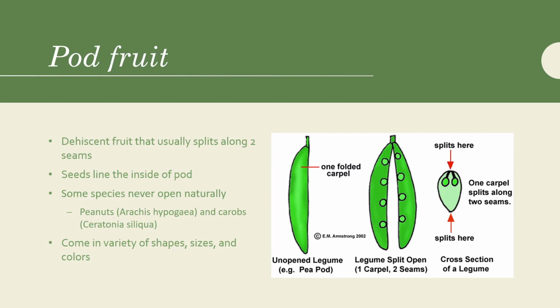So let's talk a little bit about those pod-like fruits. These guys have dehiscent fruits that usually split along two seams. You can see that picture in the right. There's one pod in the center that's split open, and it's split on two different sutures. So there's a line down the middle and then lines on the outside. The picture on the left is the folded carpel where everything is still stuck together. The seeds will line the inside of the pod, and they can have any number of seeds on the inside. It just depends on the species. Some species never actually open naturally. These could be like peanuts and carobs. And these guys come in all variety of shapes, sizes, and colors.